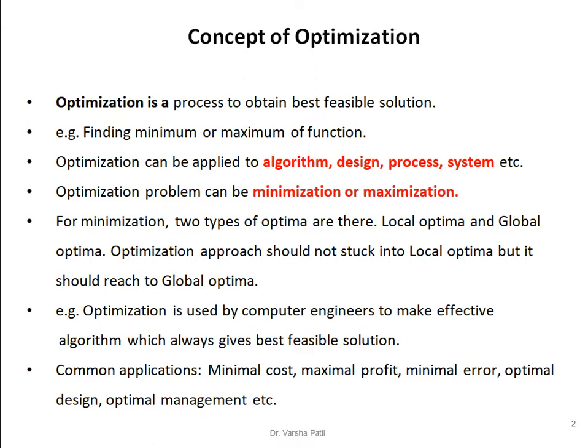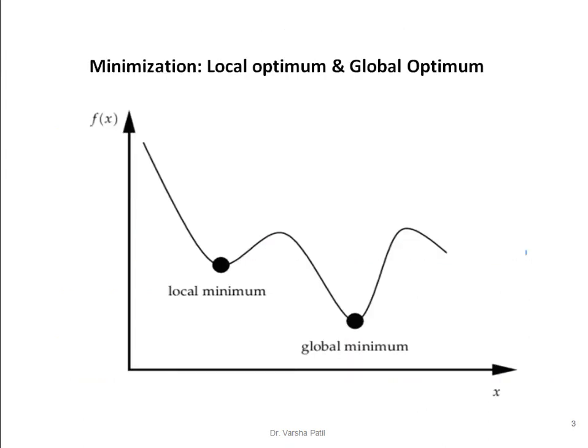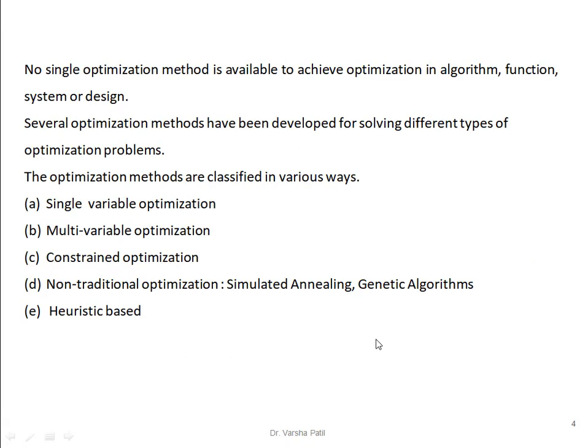For example, optimization is used by computer engineers to make effective algorithms which always give the best feasible solution. Common applications are minimal cost, maximal profit, minimal error, optimal design, optimal management, etc. This is the optimization problem for a minimum value. So two types of minima are there: one is local and the second is global. The algorithm should not get stuck in a local optimum, but should reach the solution which is the best feasible, that is the global minimum value.